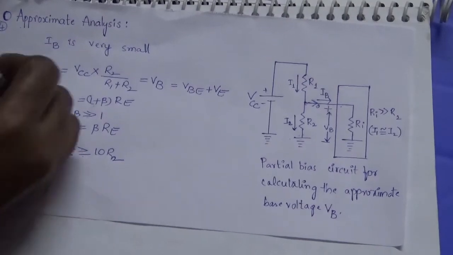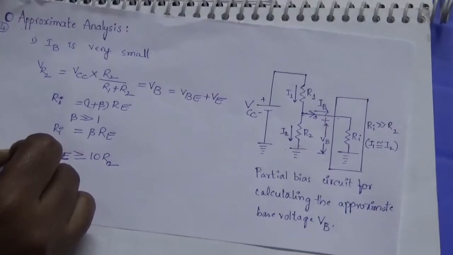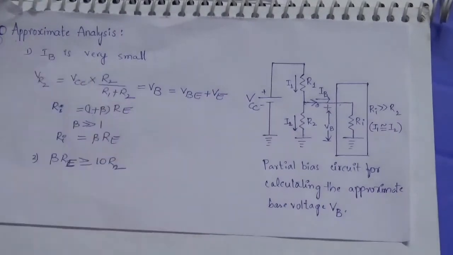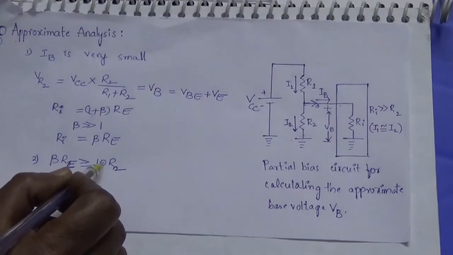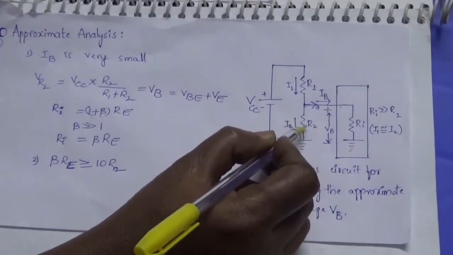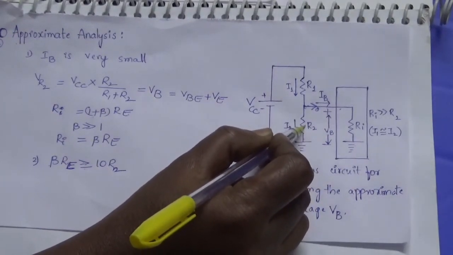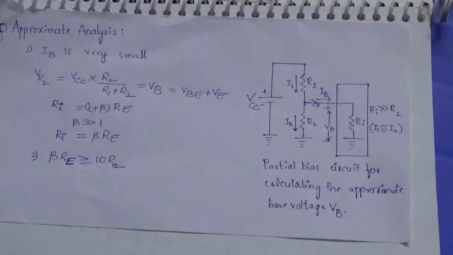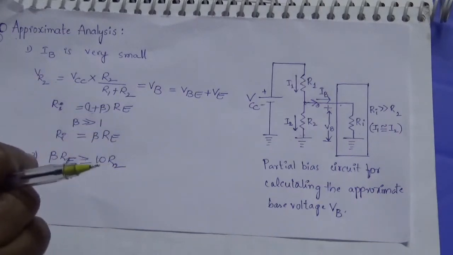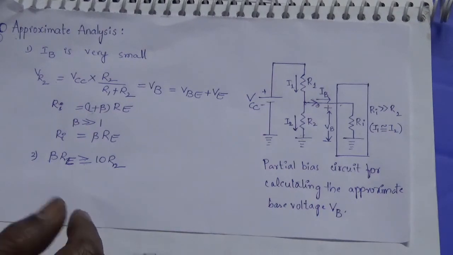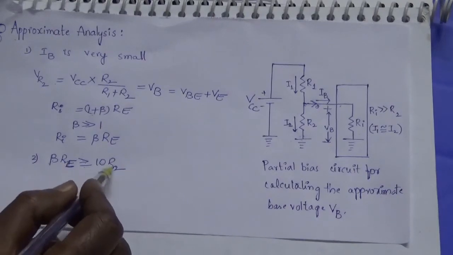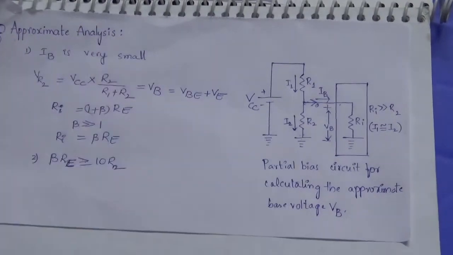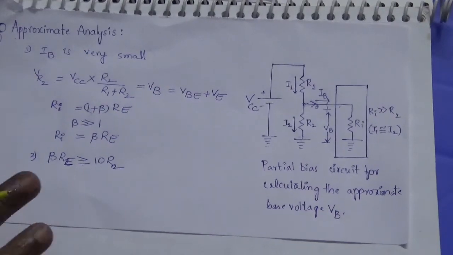What is the second condition? This is the first condition, and this is the second condition: this approximate analysis can only be applied when beta RE is greater than or equal to 10 times R2. If you multiply the R2 resistor value by 10, the beta RE value must be much greater than that value. Then only we can apply this. Otherwise, if you apply this to that type of circuit, you will get wrong results. Why? If beta RE is less than 10 R2, approximate analysis does not suit such circuits. You will get wrong answers, not nearly equal answers. You have to keep that in mind.